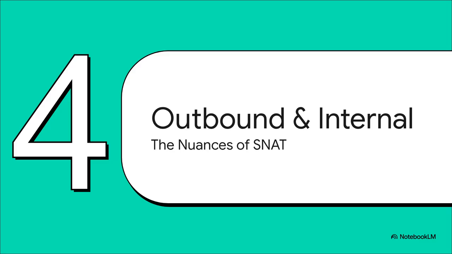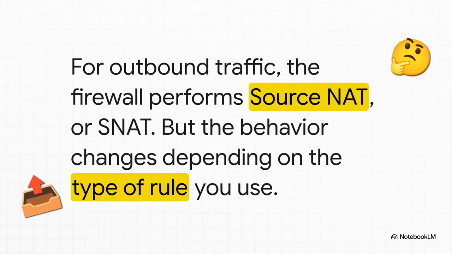Okay, so that covers traffic coming in. Now let's flip it around. What about traffic that starts inside our network and wants to go out to the internet, or even traffic that's just moving between our own internal networks? This right here is where things get a little tricky, and it's where most of the confusion around Azure Firewall comes from. So for this, the firewall does what's called source NAT, or SNAT.